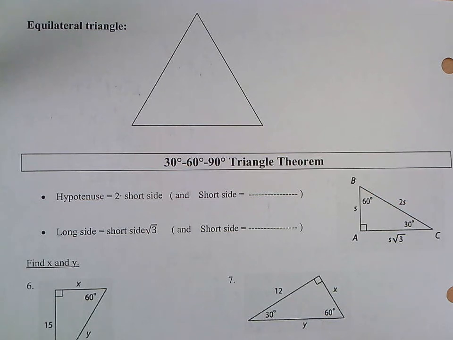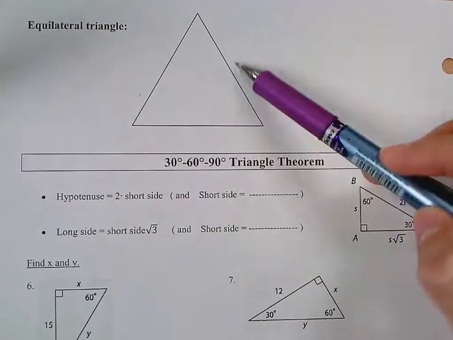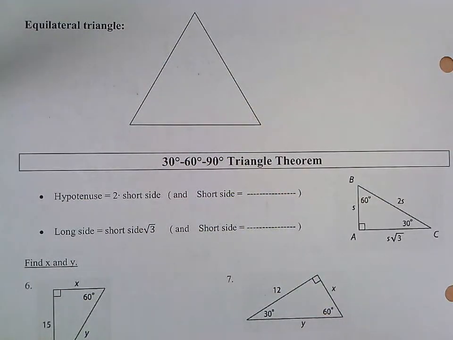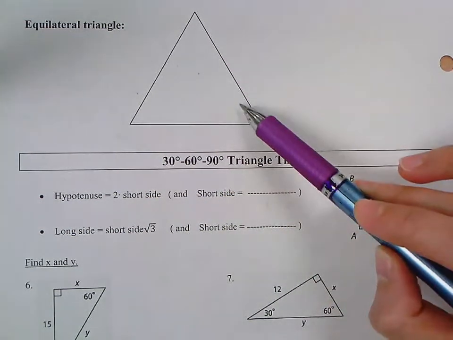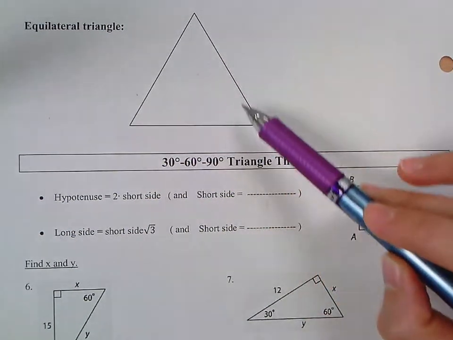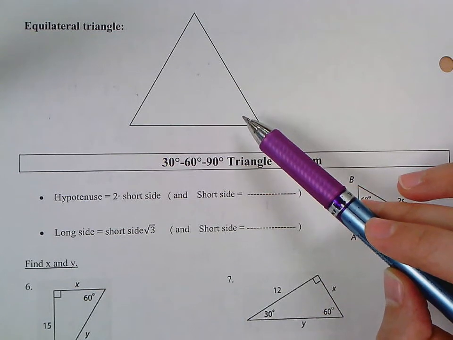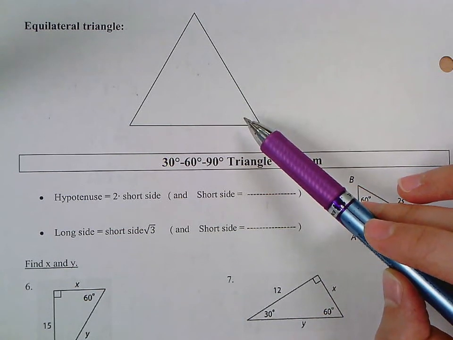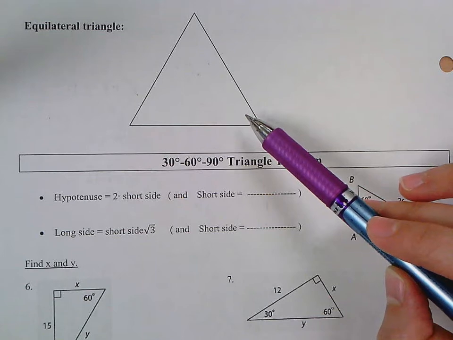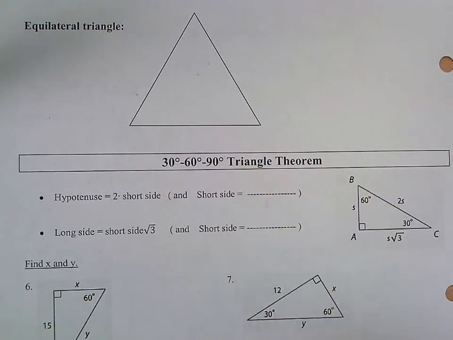It is a triangle. So all sides are congruent if it's equilateral. What else is congruent? What do you know about the angles? Angela? They're all the same. And does anybody know what they are? How many degrees? They're all 60 degrees.